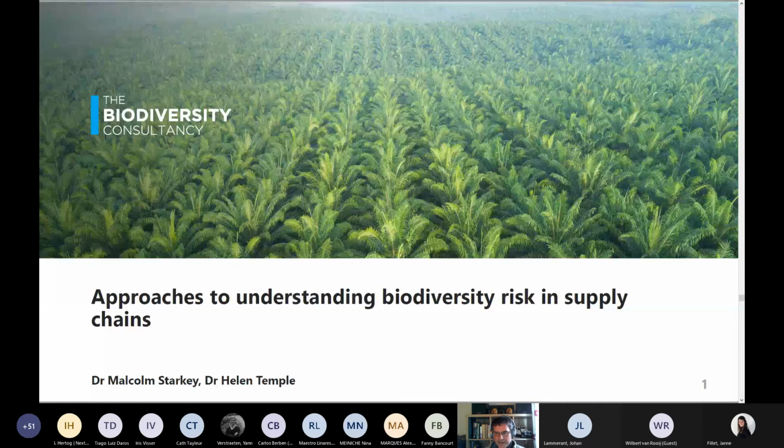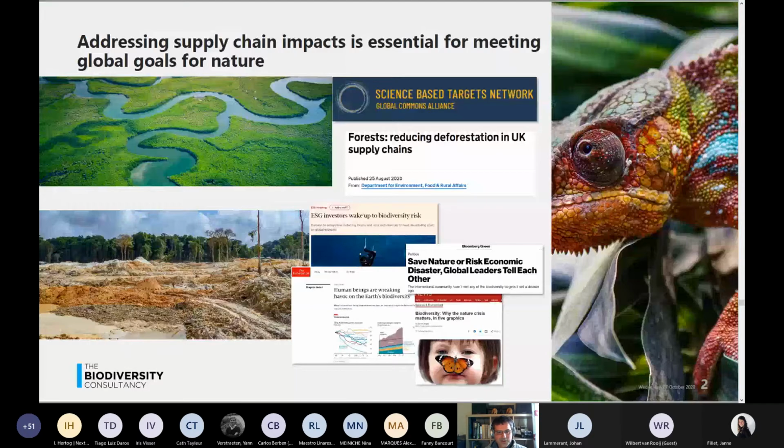And as Johan says, I'm going to try and take a different approach and look at more of the big picture before coming down to a very short case study. Can we have the next slide, please? So yeah, just so we know where we're starting from. Supply chain impacts are essential for meeting global goals for nature. There's increasing recognition that they are often bigger than companies' direct footprints, and that's being reflected in many existing initiatives and new ones that are being developed, whether that's national laws or biodiversity action plans or processes like the science-based targets for nature. Next slide, please.